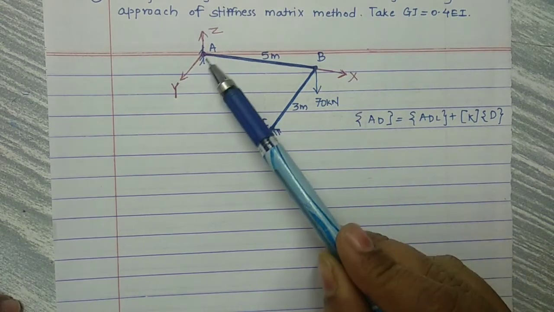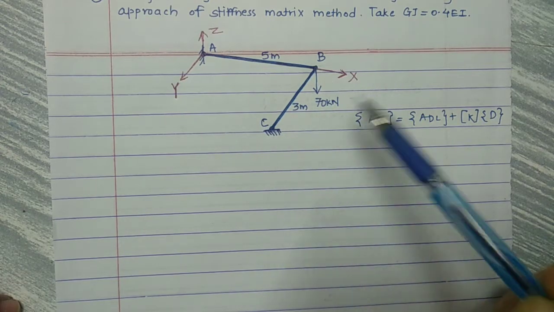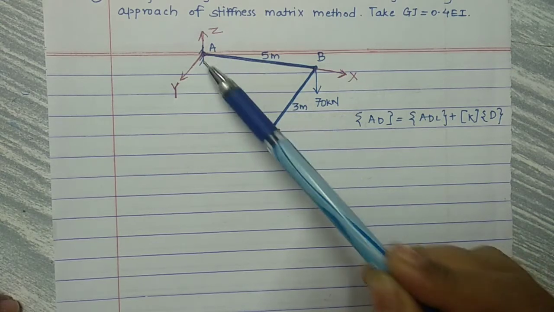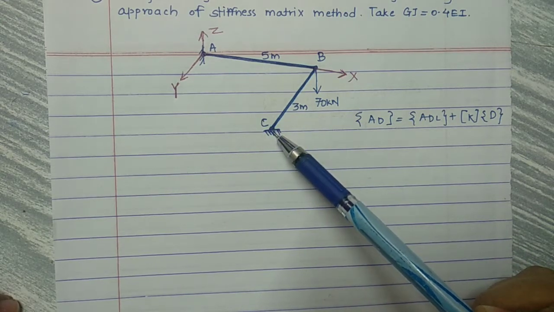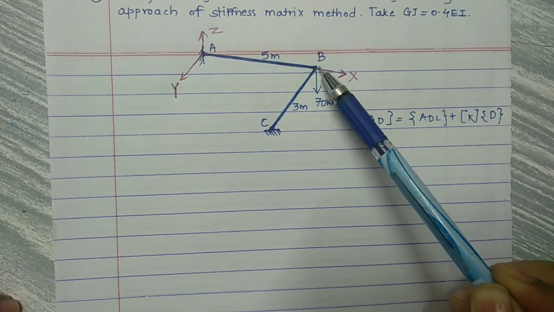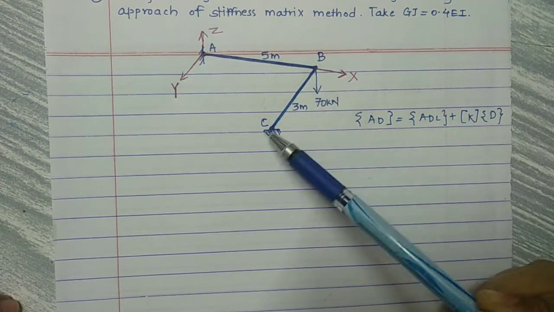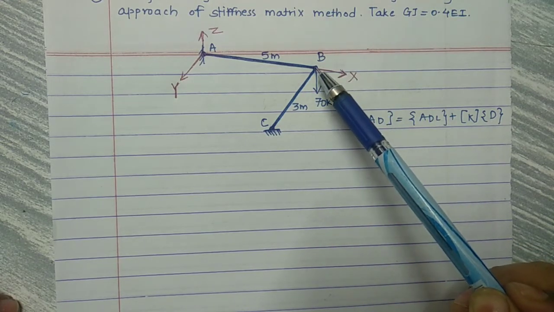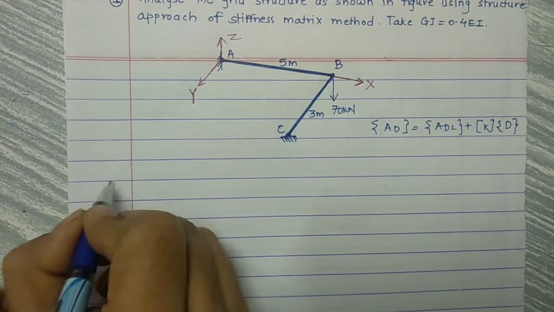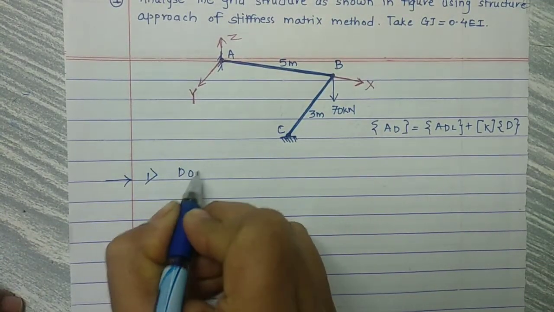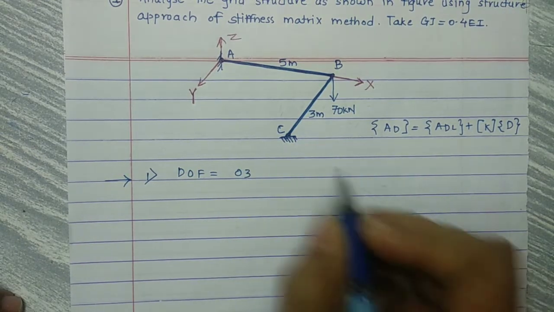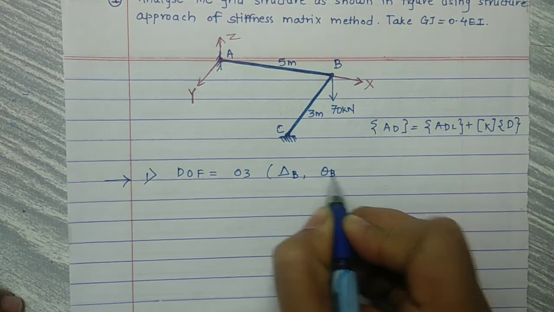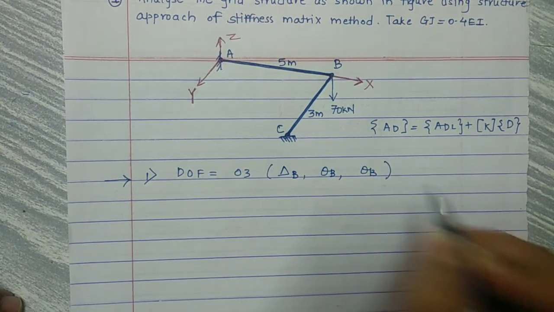Here you see all the 3 nodes, that is A, B, C. Point A and point C are fixed supports, so at these 2 fixed supports there is no degree of freedom. Remaining is only this B point, that is the connecting point between member AB and member BC. So at B point there will be 3 degrees of freedom. So the very first step in the solution, degrees of freedom are 3, and those 3 degrees of freedom at point B are delta B and 2 rotations, theta B.